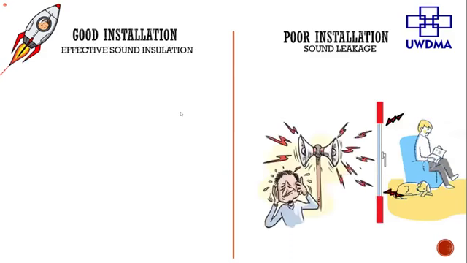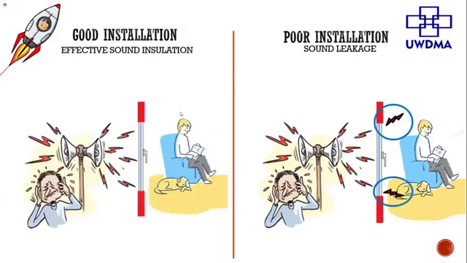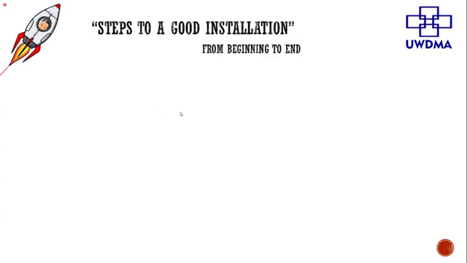Sound leakage, of course, if there is a gap between the wall and the window and it's not being filled or sealed properly, then sound will also enter inside. Whereas in a good insulation, the gap is perfectly sealed, so sound won't be coming through those gaps either.